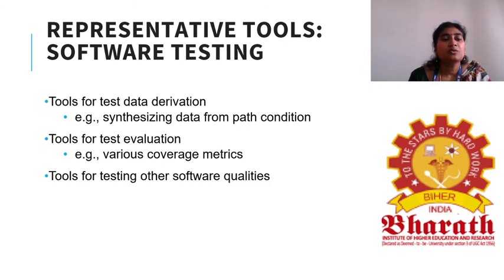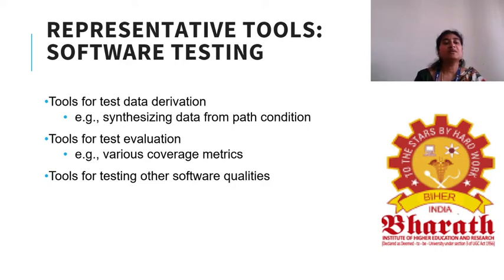So there are tools associated with software testing. The tools for test data derivation, that is, synthesizing data from path conditions. There are tools for test evaluation, for example, various coverage metrics. There are different types of coverage that are used to measure the testing, that is, how much percentage of testing has been completed. That can be measured with the help of various coverage metrics.